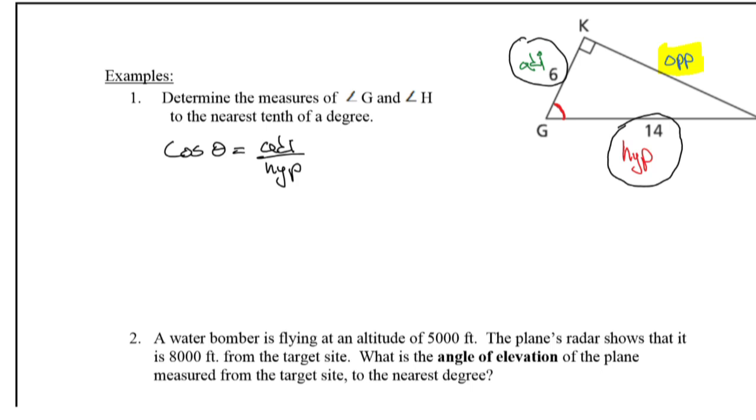Now, I don't know the measure of angle G, but I want to find it. So I'm going to call it theta, that Greek letter. So I'm going to stay with cosine of theta is equal to the length of the adjacent side, which was given in the question as 6, divided by the length of the hypotenuse, which was given in the question as 14.